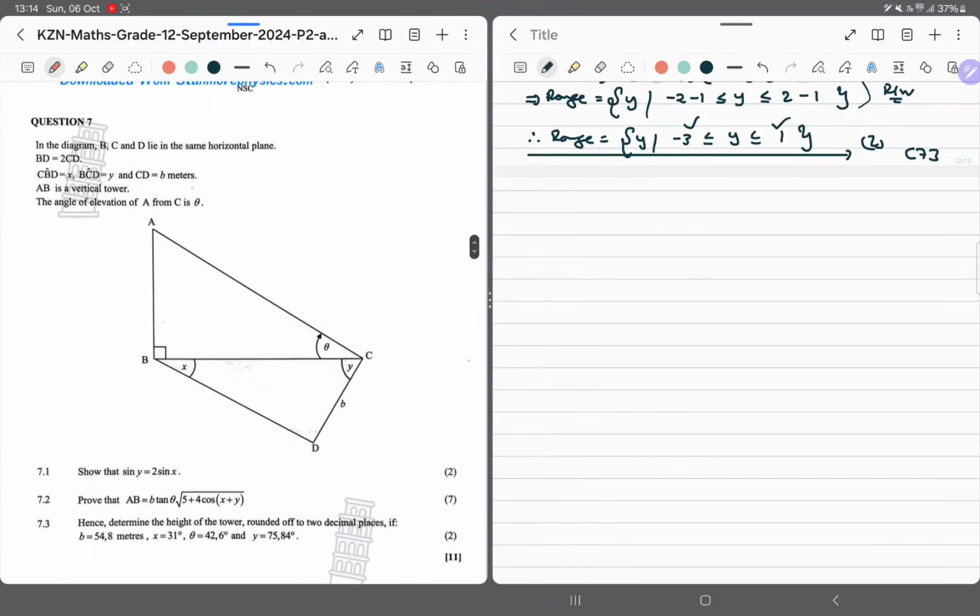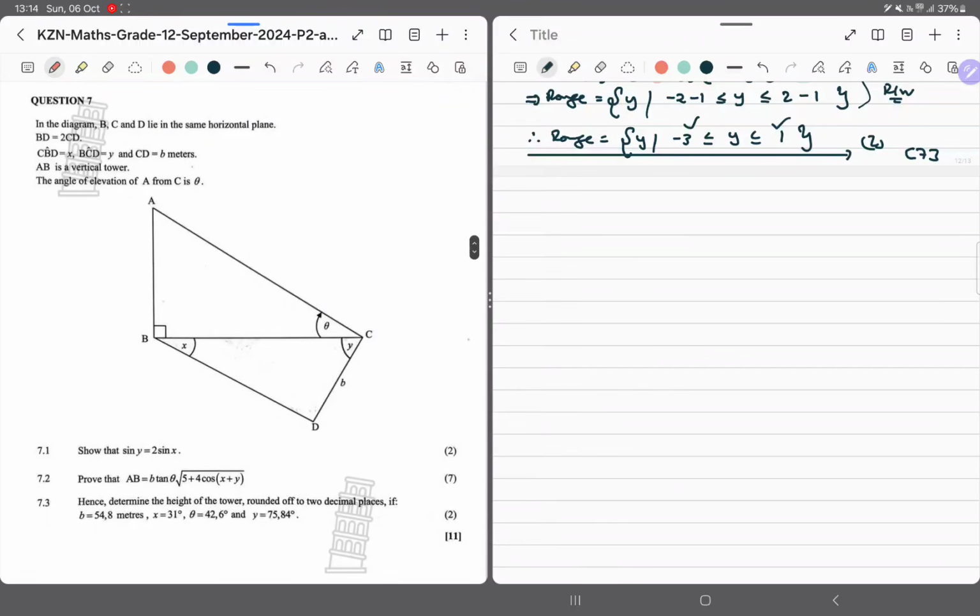Sometimes you don't know everything, guys. I also don't know everything, so be careful. I'm not Mr. Know-it-all. In the diagram, B, C and D lie in the same horizontal plane.